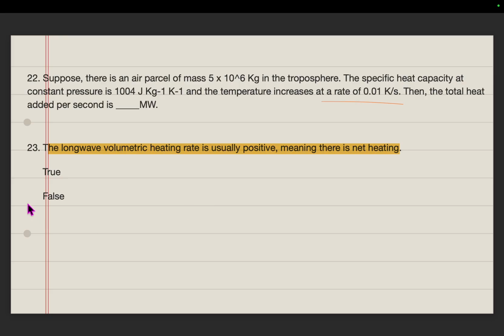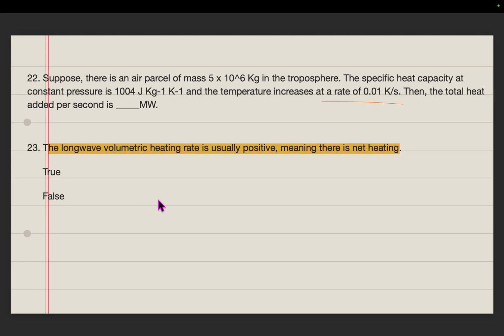Question 23, false. Positive heating rate, how does it cool? I am not very sure about this question. I guess I have to rediscuss this question later. Question 23, I am leaving it today. There are some questions I have to leave today. Sorry for that.